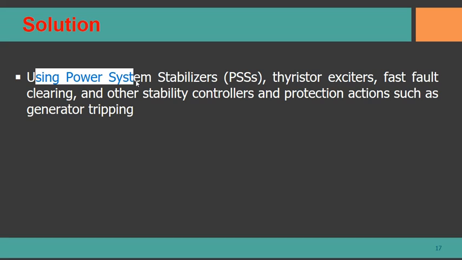Using power system stabilizers, power system oscillations can be reduced, and with power electronic devices, harmonics can be reduced. That is not our part. We'll study that in the 8th semester.